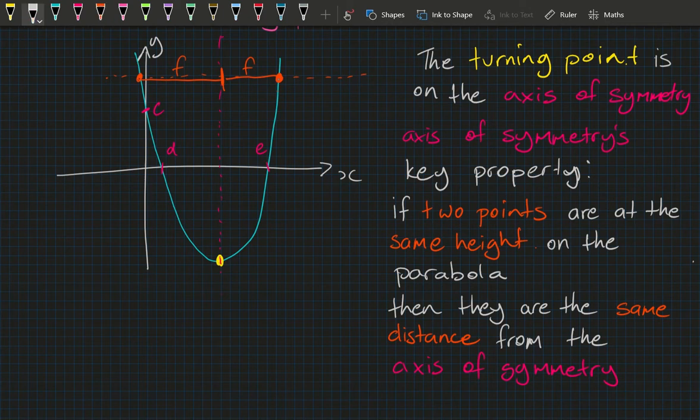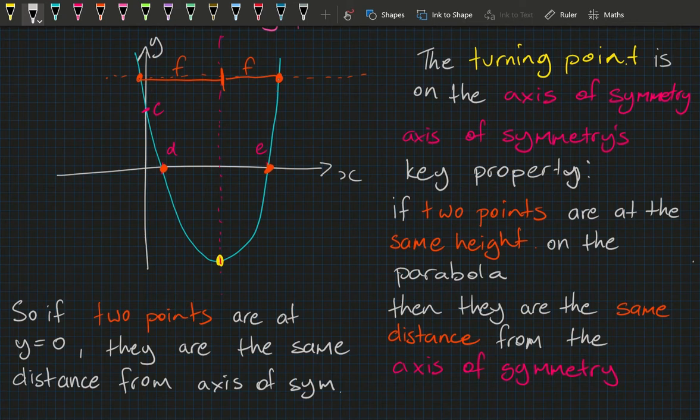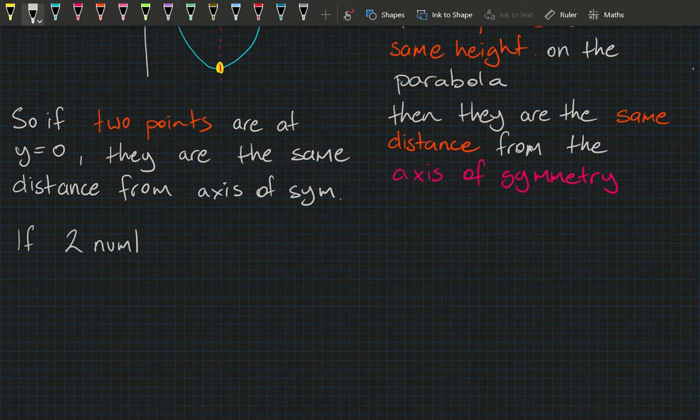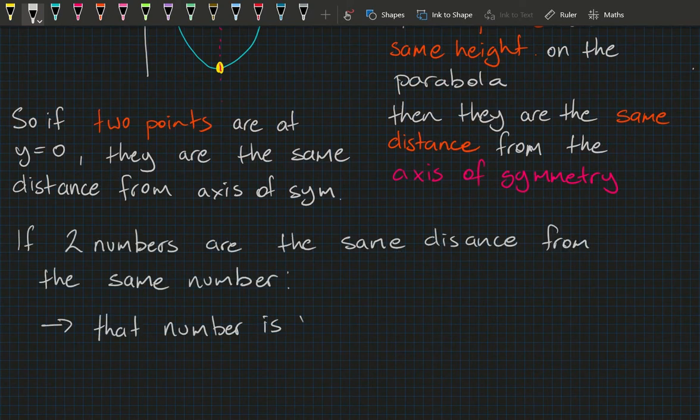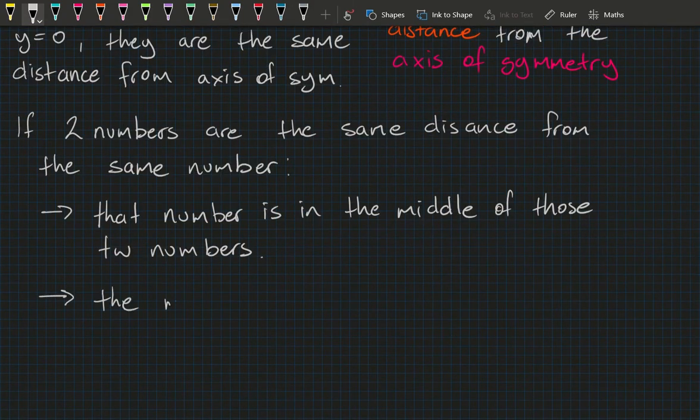So this means that if we have 2 points that are at y is equal to 0, then they are also the same distance from the axis of symmetry. So clearly the x-intercepts are at the same distance from the axis of symmetry, and let's just call that g. Now because the x-axis is just like a number line, if two numbers are the same distance from the same number, then that number is in the middle of those two numbers. And you should know by now that the middle of two numbers is the average of two numbers.